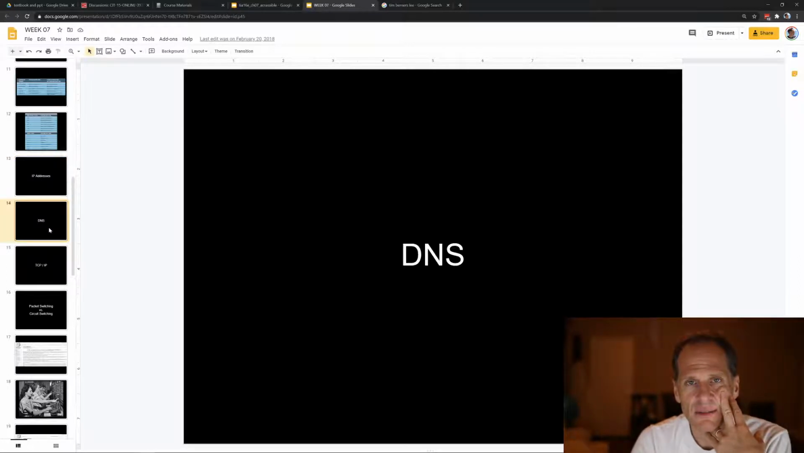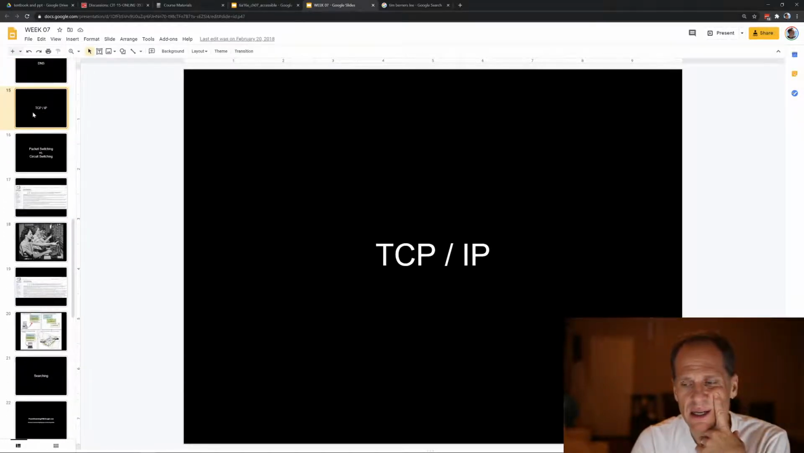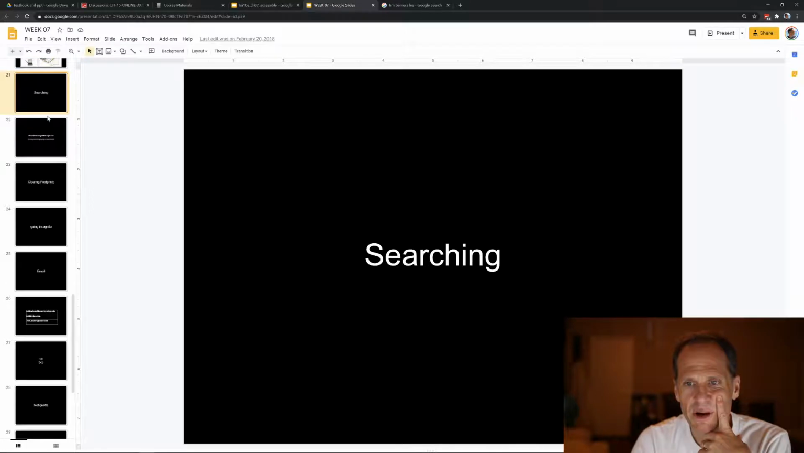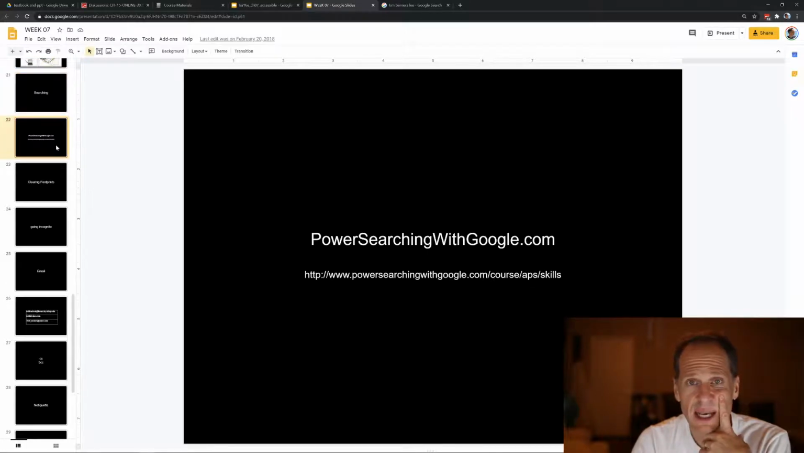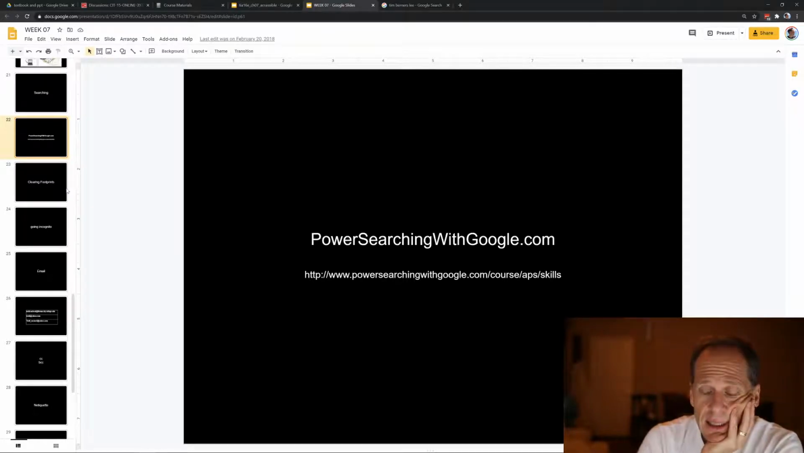And the domain name server is the server which resolves domain names to their IP address. So when you enter a domain name, it gets looked up on this DNS server, and then the IP address is figured out, and information from that IP address is retrieved. So TCP/IP is the protocol of the internet. We already talked about packet switching versus circuit switching, and we've already talked a little bit about searching, and how you could go take the Power Searching with Google class, which is kind of a cool class.